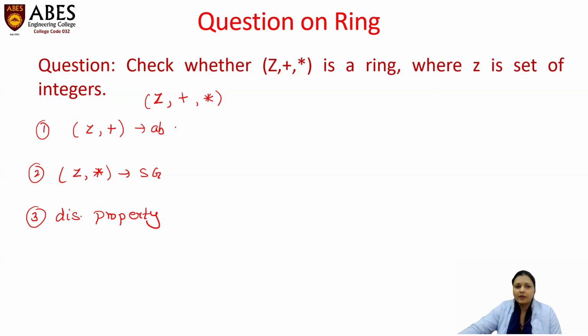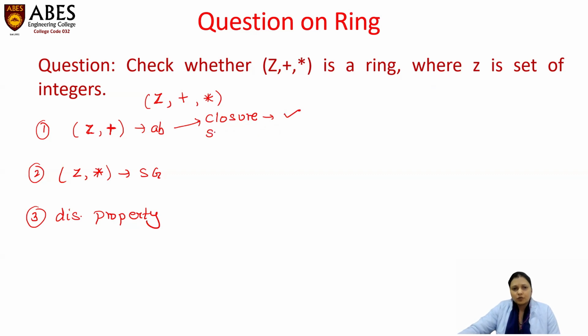So for abelian, we have to check the closure property. What is the closure property? The closure property says that if we apply this operator, meaning the addition operation, between any two elements of this set, between any two integers, then the result should belong to this particular set. We know that if we apply the addition operation between any two integers, we will always get an integer. So in this case, the closure property is always satisfied.